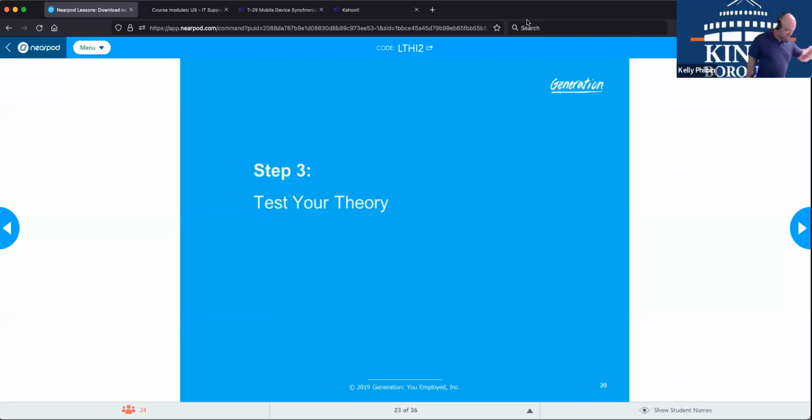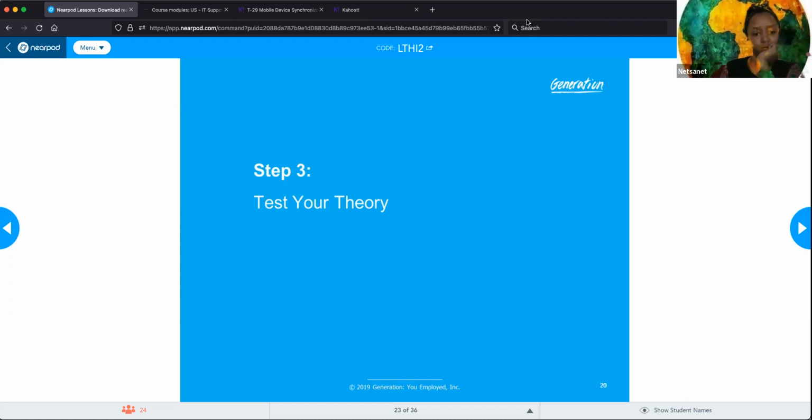Step 3. So we got step 1, identify the problem. What was step 2? Establish a theory. So 1, identify the problem. 2, establish a theory. 3, we need to test our theory. So we're going to check and make sure that what we think is causing the problem is definitely the problem.